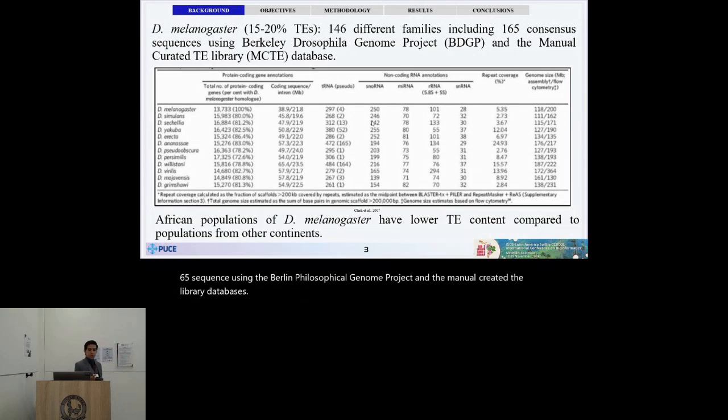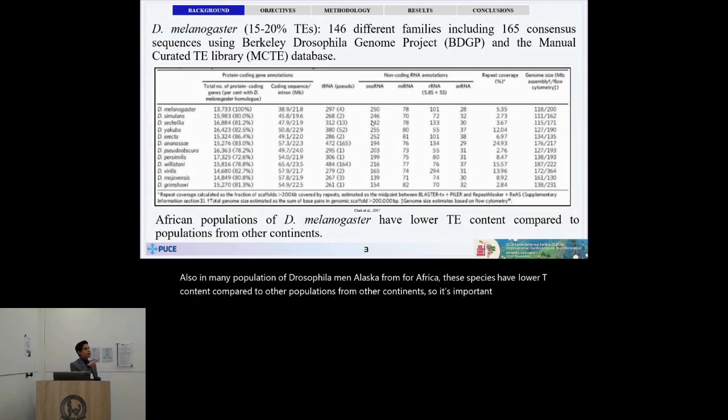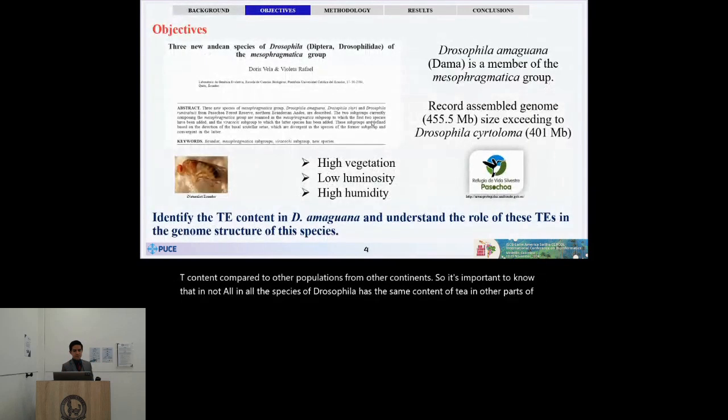Also, in many populations of Drosophila melanogaster from Africa, these species have lower TE content compared to populations from other continents. So it's important to know that not all the species of Drosophila have the same content of TE in other parts of the world.